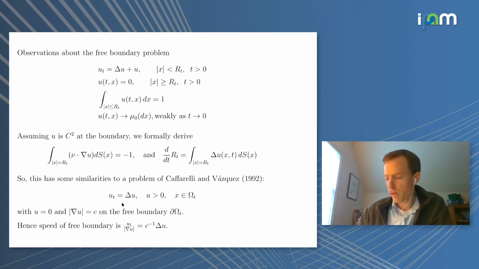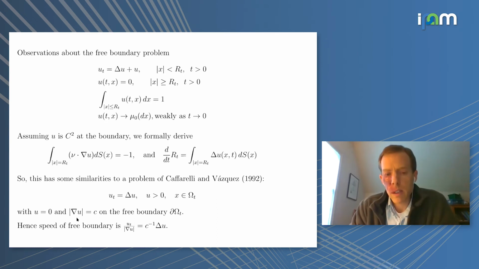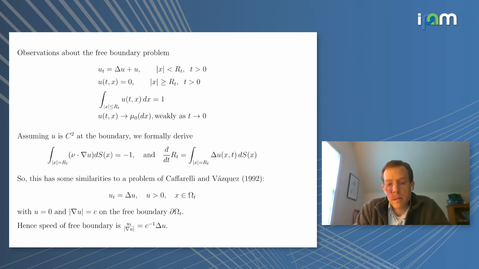This comes from a model for flame propagation. They look at the heat equation in a domain Omega_t. Inside the domain, it's assumed that u is positive and continuous up to the boundary, so it's equal to 0 on the boundary. And the nonlinear aspect comes from the constraint that the gradient at the boundary has magnitude c, where c is some fixed number all along the boundary. So they prescribe the gradient pointwise.